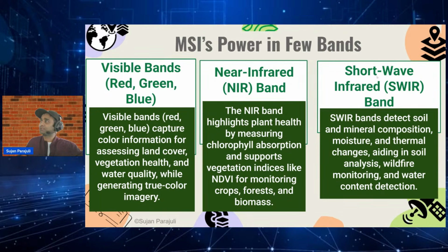Another one is the short wave infrared band. This band is used for soil and mineral composition, like water content detection. For example, for the NDCI we use the SWIR band. Also for wildfire monitoring, for drought, and for soil analysis, because it depends on water presence.